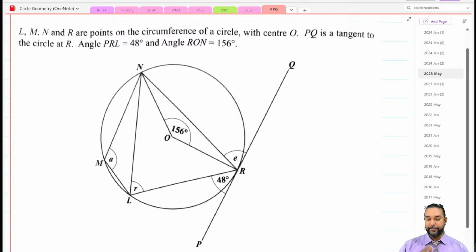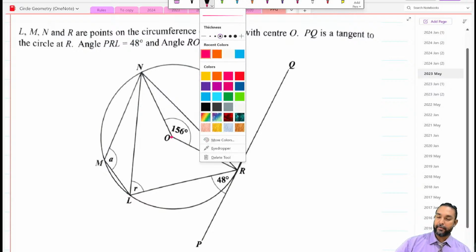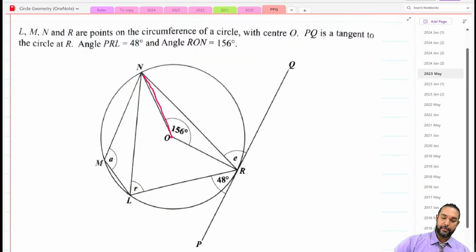Before we read any further, if O is the center, what does that make those two lines? Correct. So ON and OR are both radii, which means that if we close up the triangle ONR, what kind of triangle is that? Right, isosceles. And we have the angle inside, 156. So we could find these two angles down here.